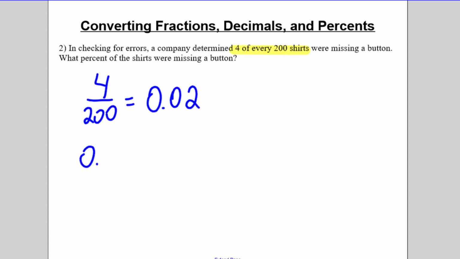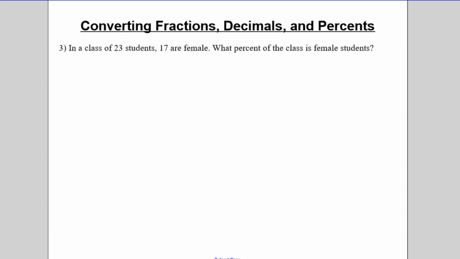So I'm going to take 2 hundredths, multiply by 100%, and that'll give me 2%. So 2% of the shirts are missing a button.